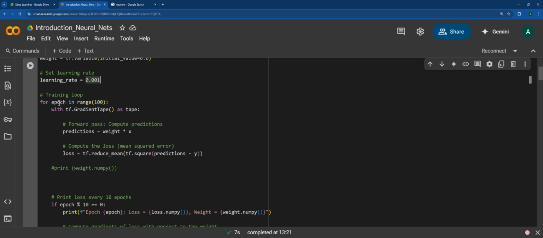I'm not going to call it i. I'm going to say for epoch in range 100. So for 100 times, now this is new. With tf.GradientTape() as tape.